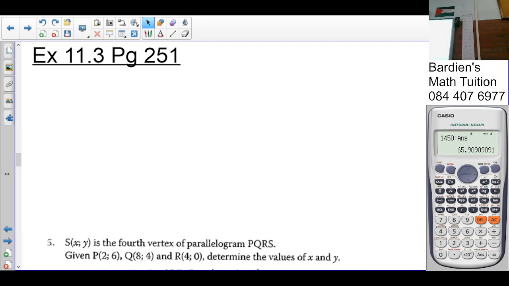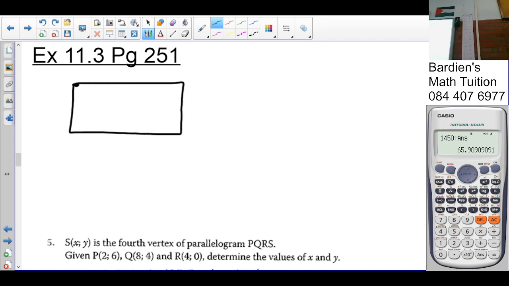So what we have here is something looking like this. S is the fourth vertex, let's just put it here, it doesn't have to be there. It could have been in any of the 4 corners. There's PQRS in that order. Order is important. Again, you could have drawn this on a Cartesian plane, but I've given you a better representation of what is happening here.